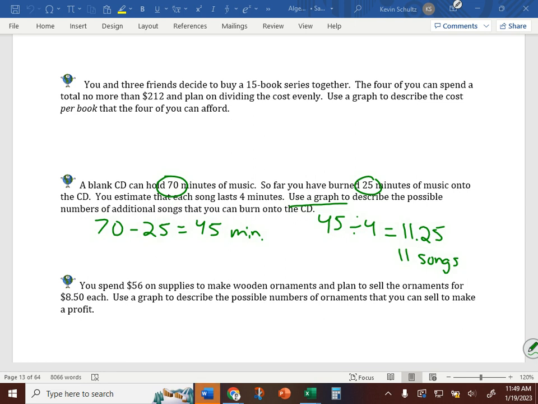If you can put 11 songs, can you put 11 songs? Yeah. Or anything less than that, right? So the number of songs you can put on there is less than or equal to 11, because 11 is a solution. So no matter how you solve it, your graph should look like a closed circle at 11 going to the left. Okay? All right. Questions on that one?